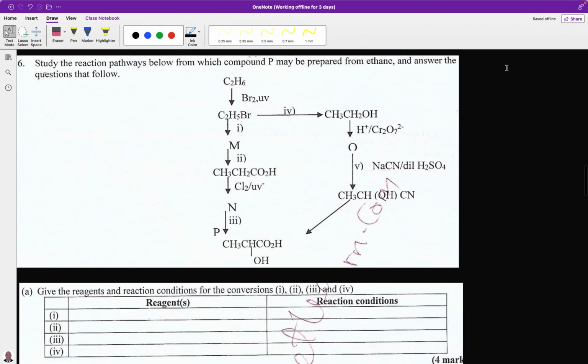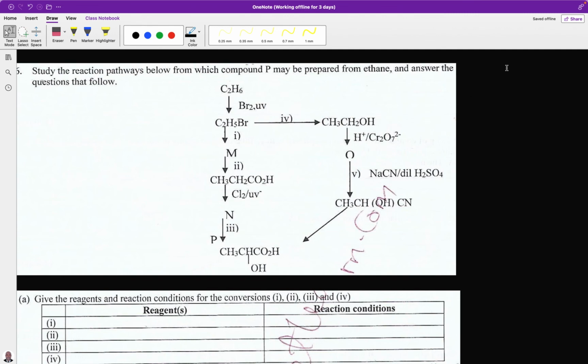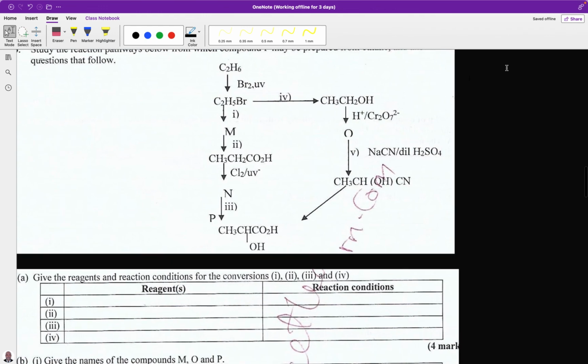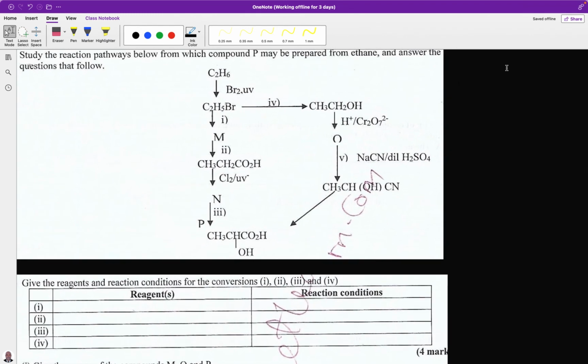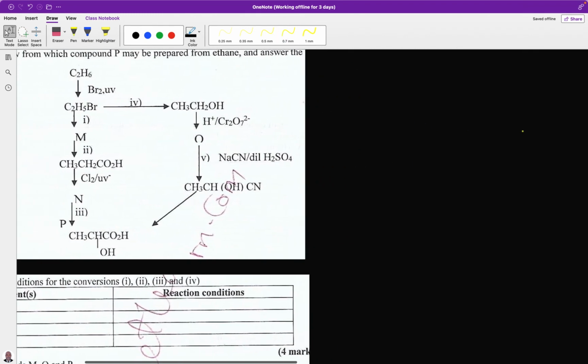So in this situation, we have to convert bromoethane to M. To convert bromoethane to M, what is the reagent? Now, bromoethane, that is CH3CH2Br. We have to do it so that we can have an organic compound.